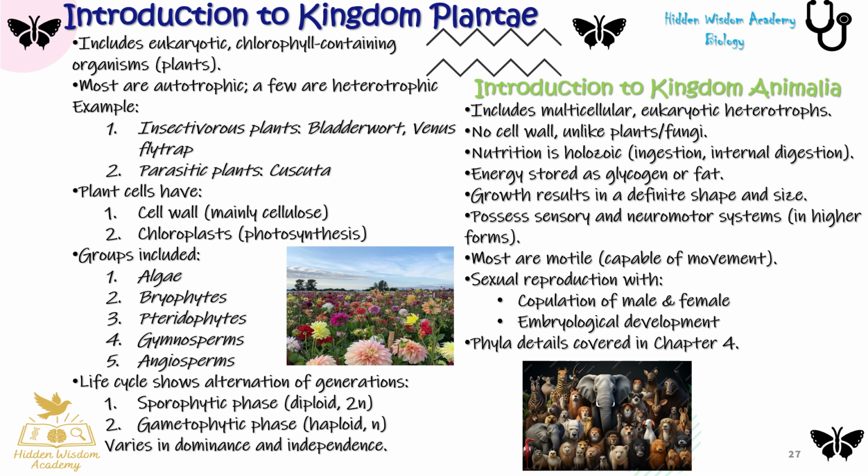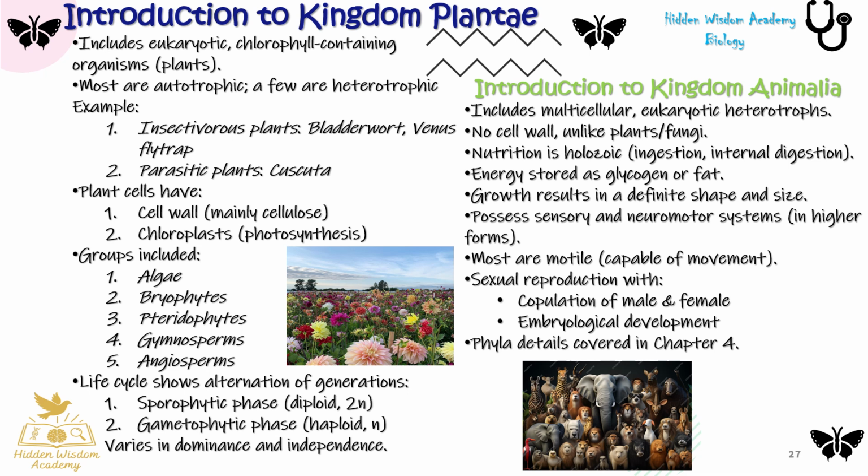Plant cells have a cell wall, mainly cellulose. Have chloroplasts for photosynthesis. Groups included: 1. Algae. 2. Bryophytes. 3. Pteridophytes. 4. Gymnosperms. 5. Angiosperms.